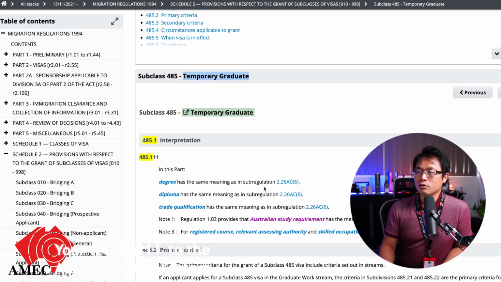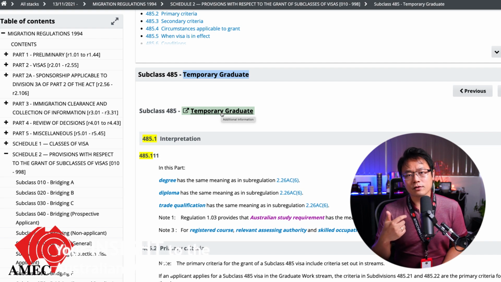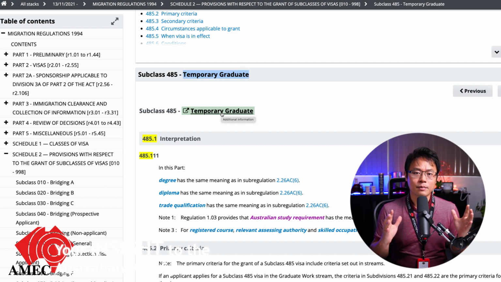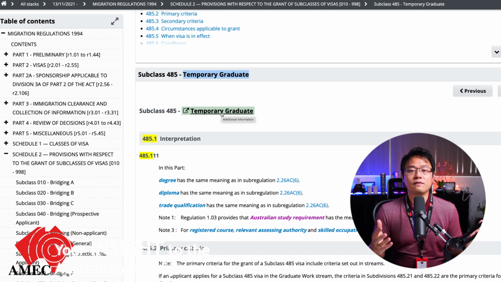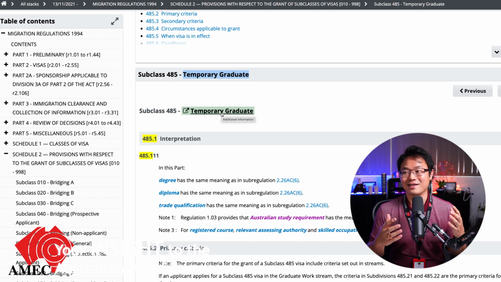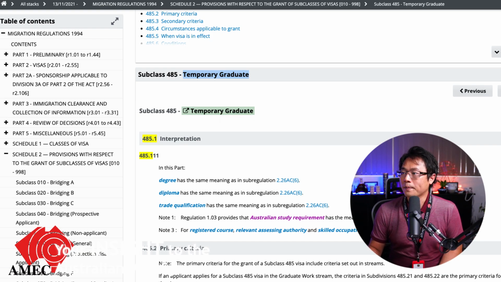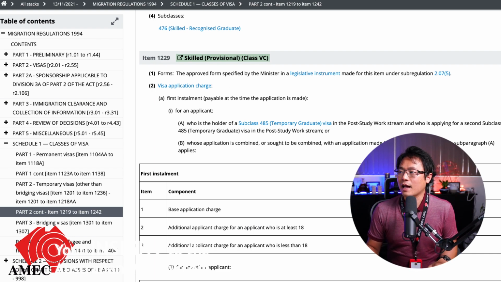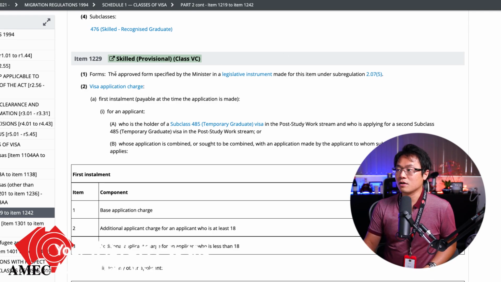The first thing we need to know is that when I click on this, it is the so-called Schedule 2. We need to check out Schedule 1, because Schedule 1 will qualify whether your visa application is valid or invalid. If you lodge an invalid visa, it doesn't work at all. So the first thing is we go into the validity part of the law. It's at item 1229, as you can see here.